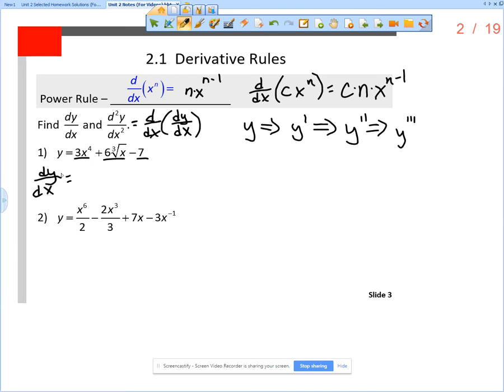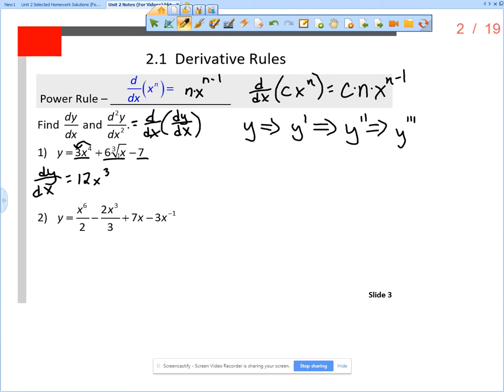All right, so if I have 3x to the fourth, how do I find its derivative? I bring the 4 in front and multiply by 3, so I get 12x, and then I reduce the 4 by 1, so I get 12x cubed. But now, these next ones are a little bit more challenging. So 6 times the third root of x.